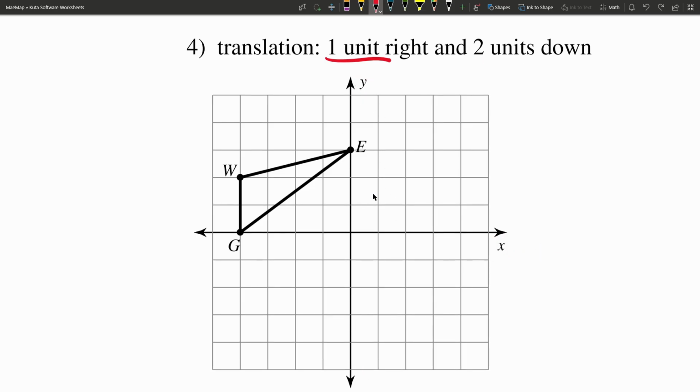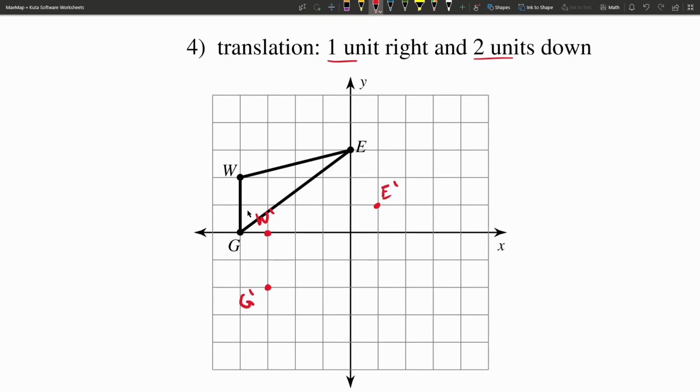So taking each of those points, each of the vertices, we're going to move 1 unit right and then 2 units down. So taking W, moving 1 right and 2 down, we're going to get to W prime. Then the same for E, 1 right and 2 down, we're going to get to E prime. And then lastly for G, 1 right and 2 down, that's going to get us to G prime.